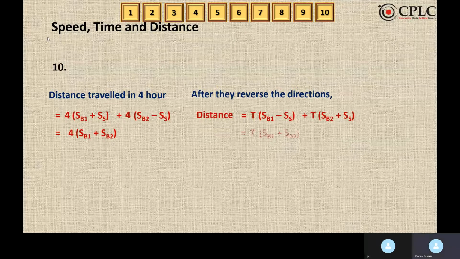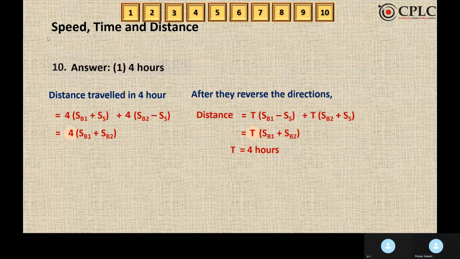After solving this, we'll get T into SB1 plus SB2. Again, minus SS plus SS will get cancelled. If you observe, both are same. So we can say that 4 into SB1 plus SB2 is equal to T into SB1 plus SB2. Hence, further we can say that the value of T is equal to 4 hours. Option 1, that is 4 hours, is the answer.